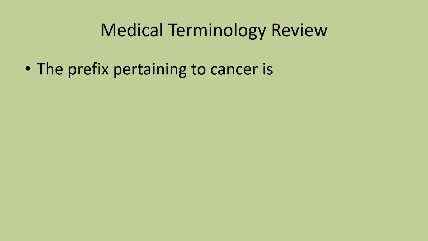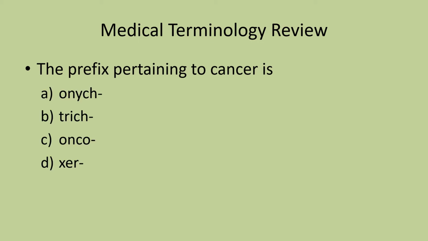Carcino, right? So you see which choices they give you. They give you A or C? C. C, right? A is nails. Onchio is nails. Onco, cancer.